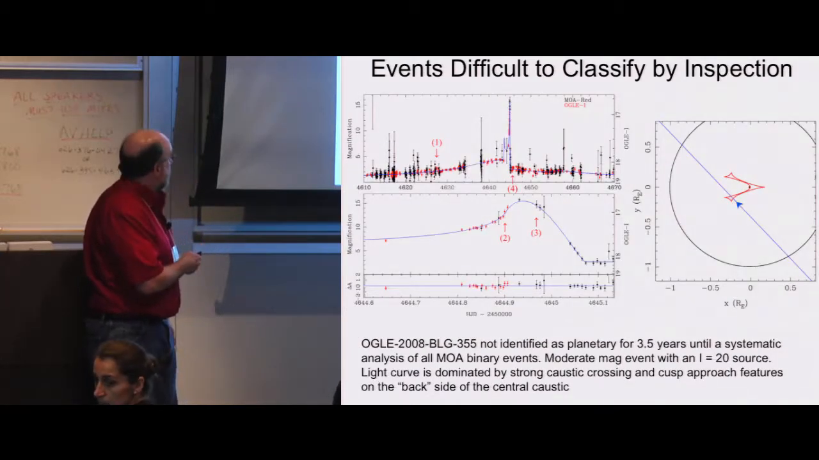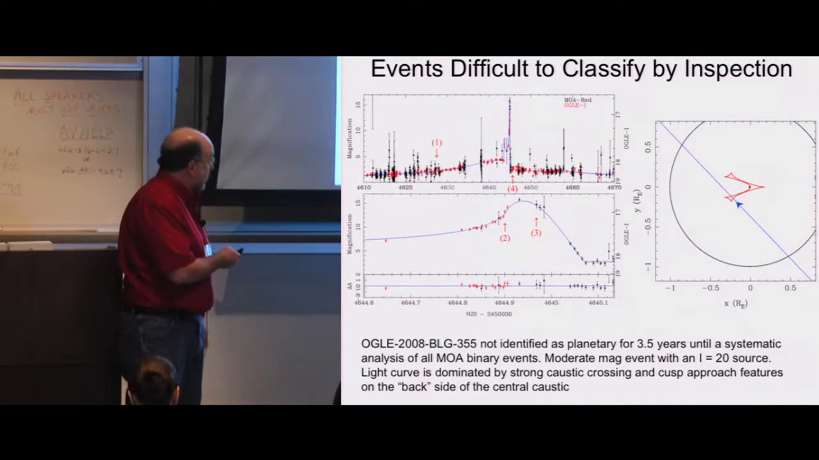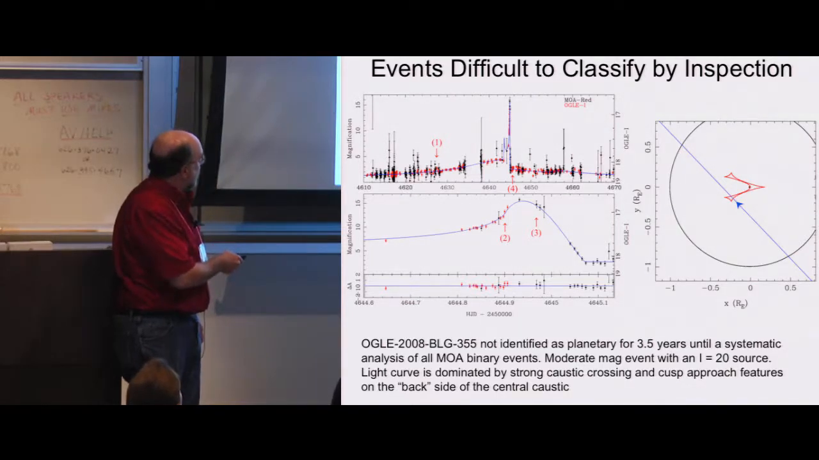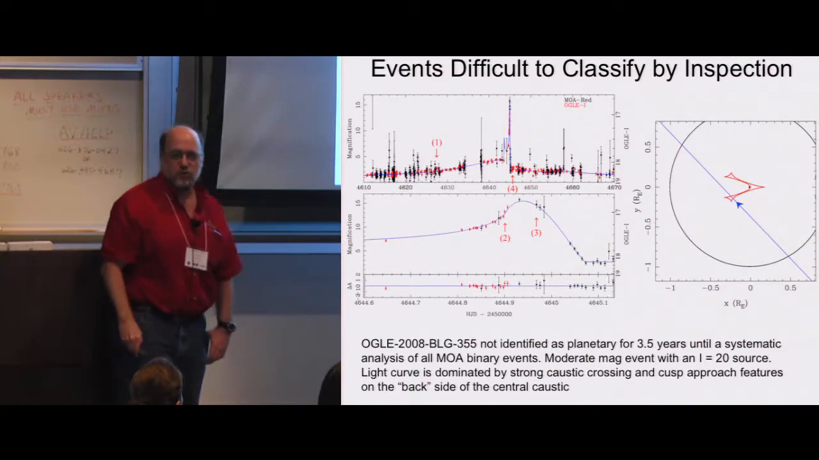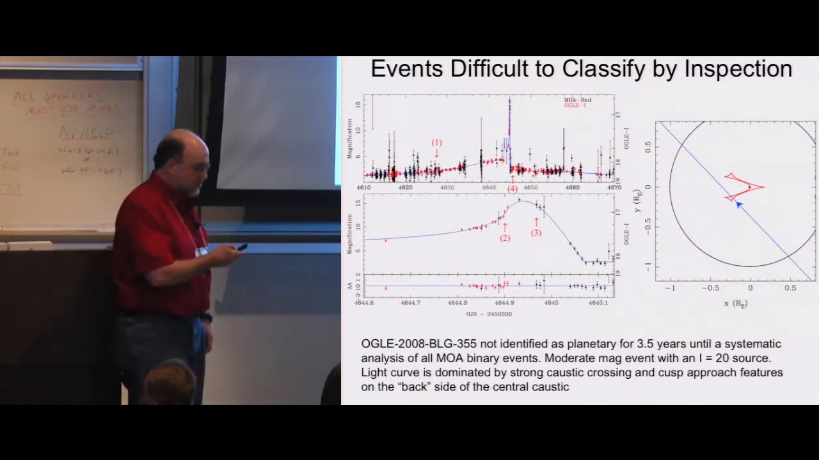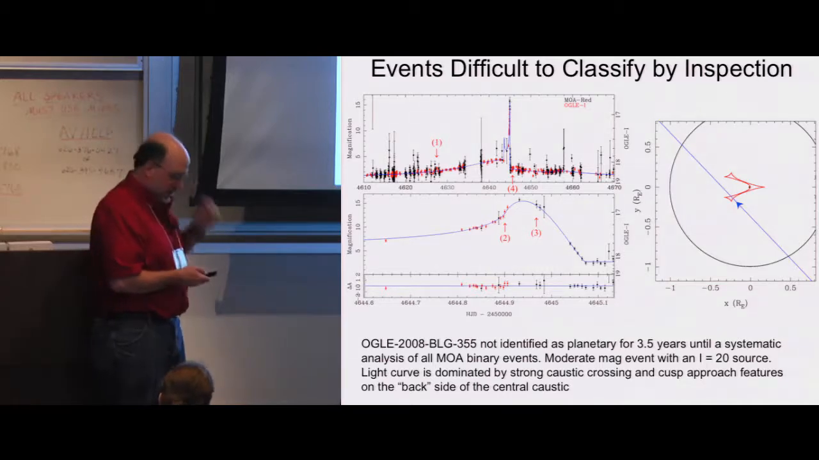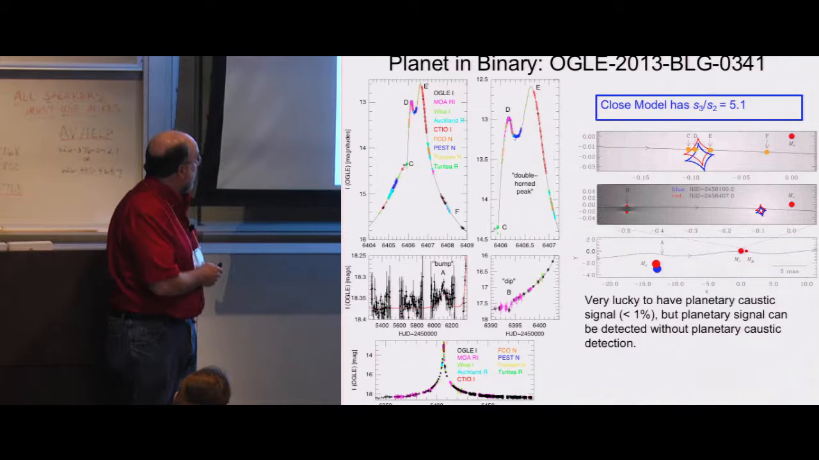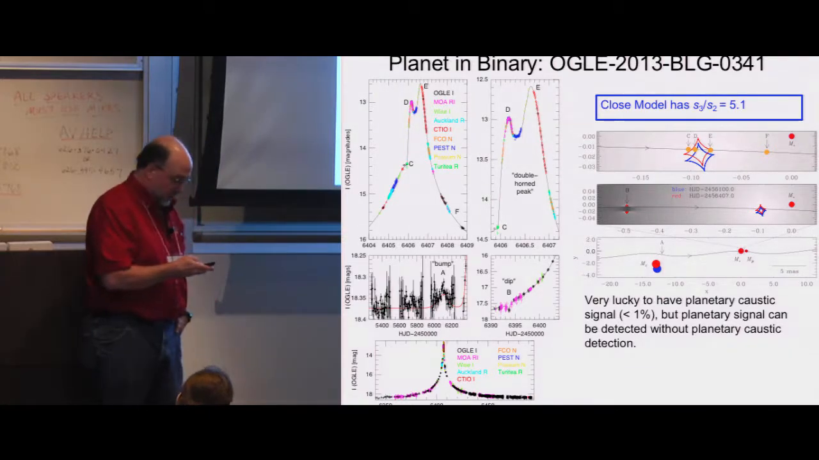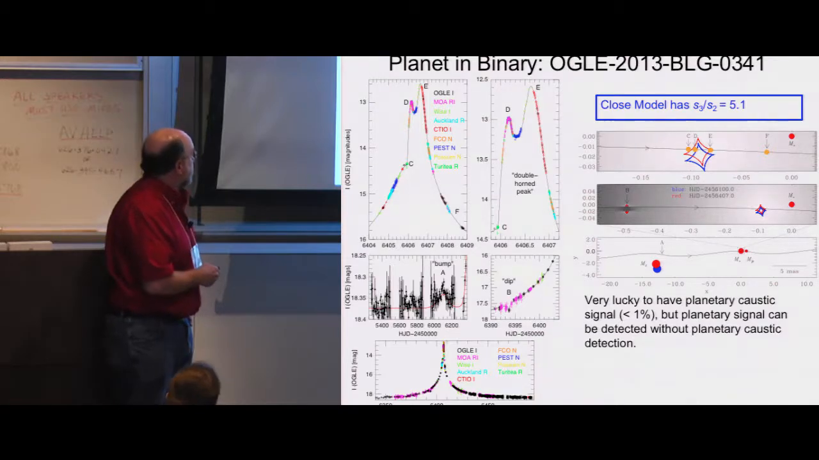This one was a little bit similar. It's not quite as high magnification. This took 3.5 years to identify. But here it also has a very large signal crossing the strong caustic, giving a very strong caustic here. And people assumed that this was a stellar binary lensing event without modeling it until we had a systematic modeling effort.